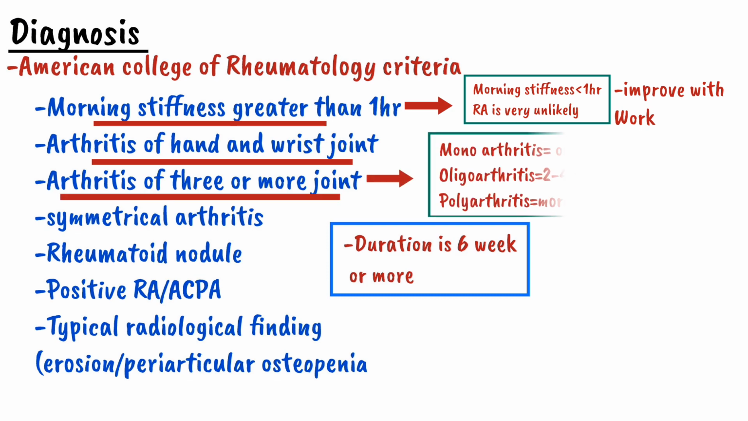Remember the terms monoarthritis, oligoarthritis, and polyarthritis. Monoarthritis means that the patient has one joint involved. Oligoarthritis means that the patient has 2 to 3 joints involved, and polyarthritis means that the patient has more than 4 or more than 5 joints involved. So rheumatoid arthritis is a polyarthritis, so it should involve more than 3 joints.